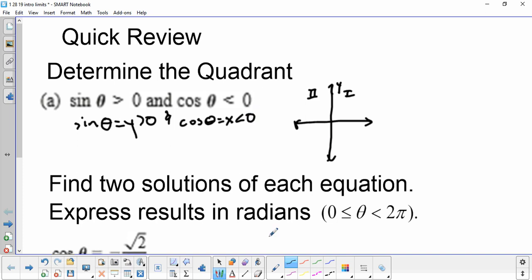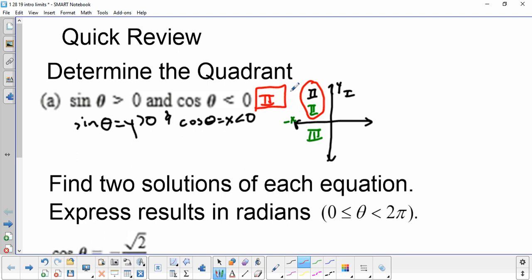Cosine is negative. Cosine is x, and x is negative in the second quadrant and also the third quadrant. That's where cosine will be negative, because cosine equals x. So now the question is, what quadrant has both these characteristics? What you do is look for where both of these coincide, and it just happens to be the second quadrant. So we'd say this would be in the second quadrant, and that's how you solve problems like that.